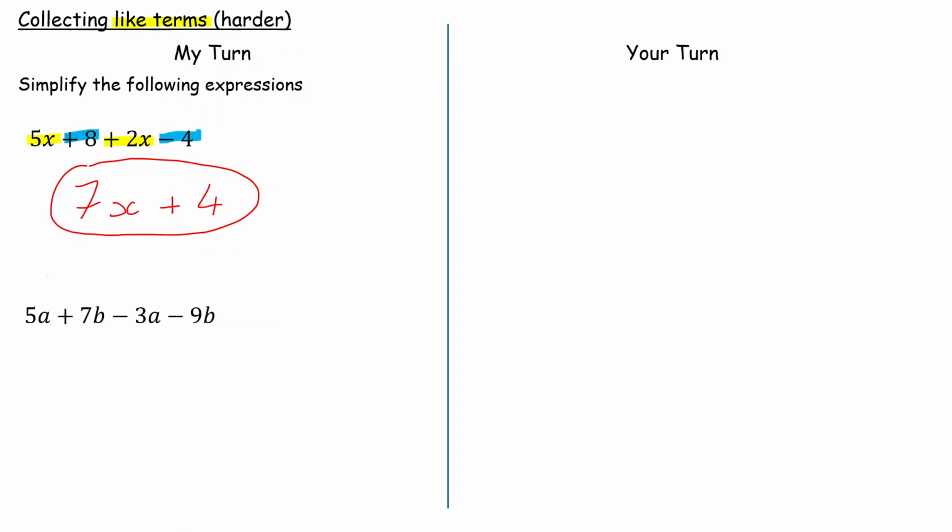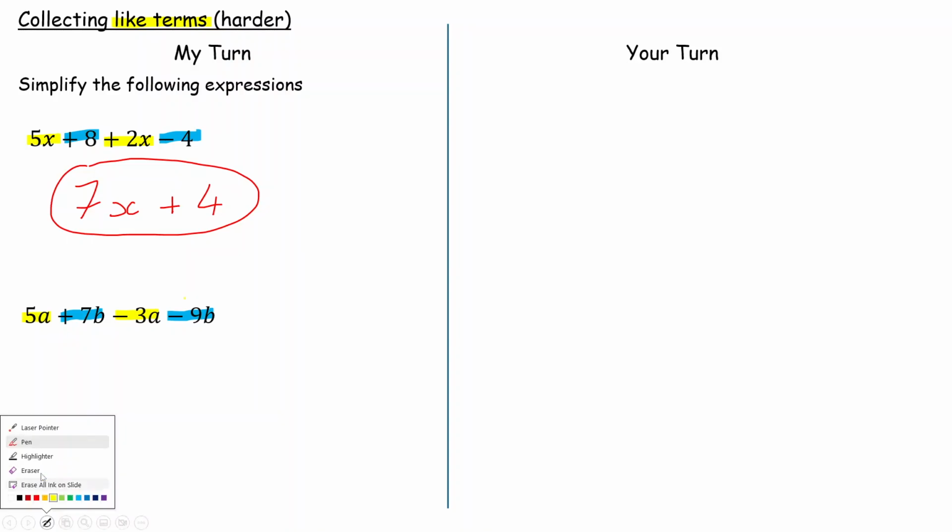Okay, the next one, we've got, again, your like terms here are going to be, where's my pen gone? That's weird. What's happened here? Highlighter. Yellow. So you've got a positive 5a, and importantly, you've got a negative 3a. The negative belongs with the 3a, so negative 3a. And you've got a plus 7b, and you've got a negative 9b. So just being really, really careful with this one.